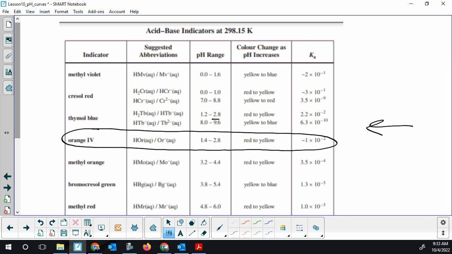Second consideration, what can the human eye pick out? Some color changes are difficult, others are easier. The easiest is clear to pink with phenolphthalein. But phenolphthalein is absolutely useless to us. It's going to change color at 8 to 10, and that's nowhere near this equivalence point. So we can't use our favorite. So I'm going to use orange 4.